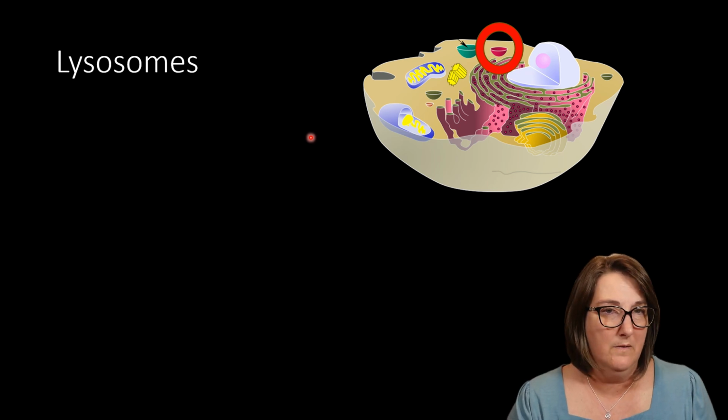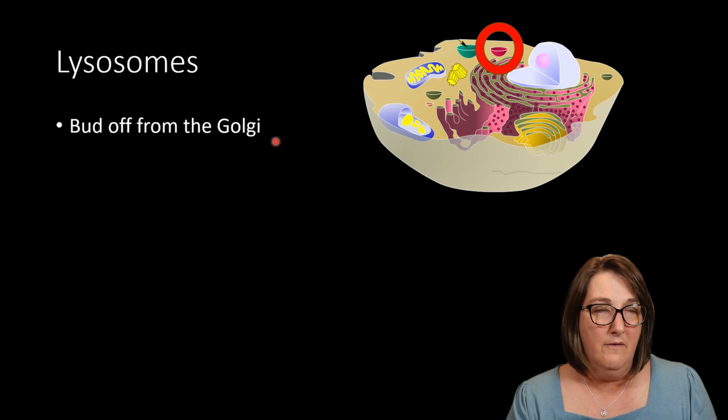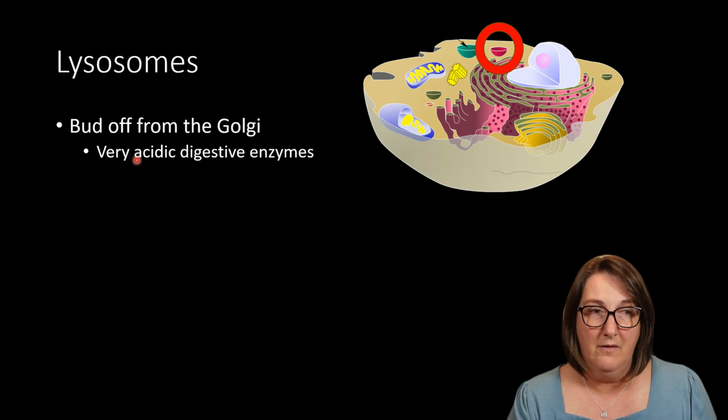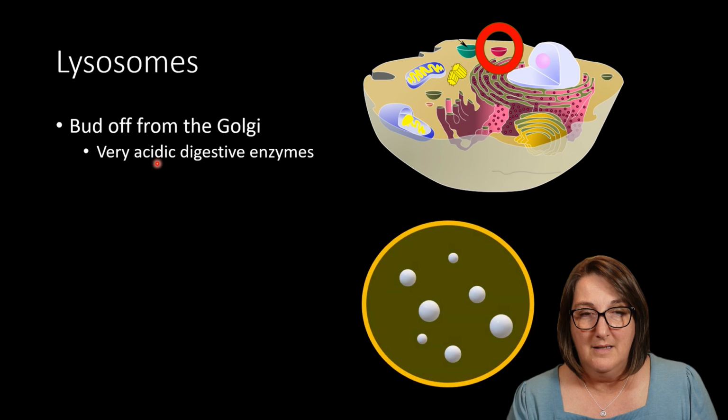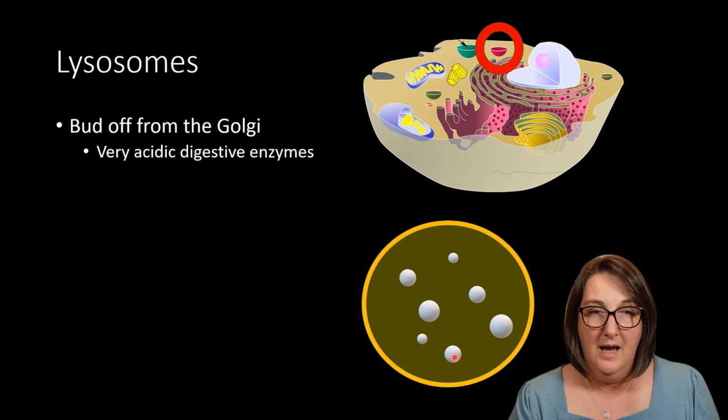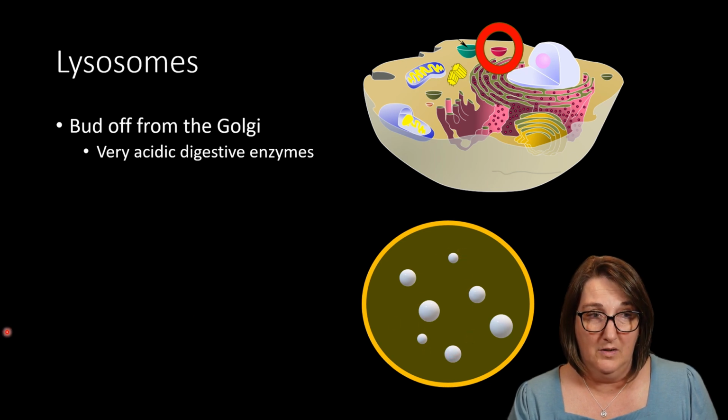So let's talk about those. They're going to bud off from the Golgi, and they're going to have a very acidic digestive enzyme. So if something gets digested, it gets broken down. And so what's going to happen is these little pieces are going to hydrolyze. Do you guys remember what the word hydrolyze means? Hydro means water, and lyse means to cut. So if something gets hydrolyzed, water's going in and cutting those bonds. It's breaking it down. So it's going to go in and it's going to do that.